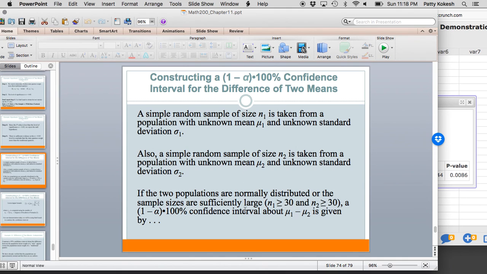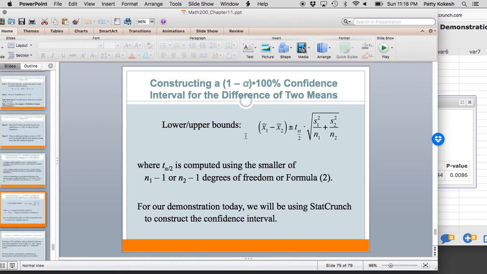But the same conditions have to be met, so I'm not going to go through those. Our lower and our upper bounds are found by taking the difference between the two means and adding and subtracting the critical value multiplied by the square root of our sample standard deviation squared over its sample size plus the other sample standard deviation squared over its sample size. Now, the critical value in this case needs to be found using the smaller number of the degrees of freedom.